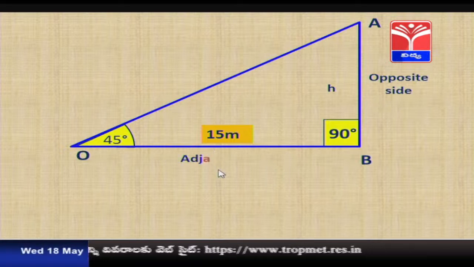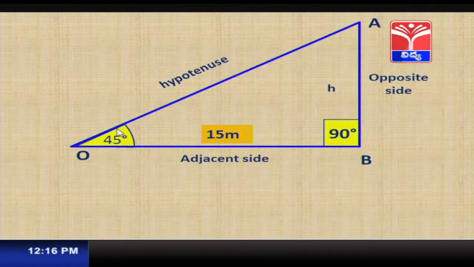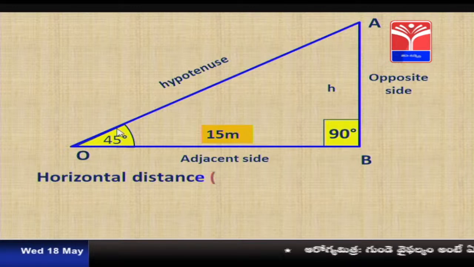Now I will be discussing the adjacent side, which is the side next to the angle, and one more, you will be finding the hypotenuse, isn't it? In a right triangle, the side which is opposite to 90 degrees we always call the hypotenuse. By using these concepts, let us discuss.